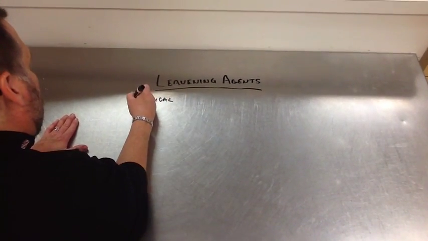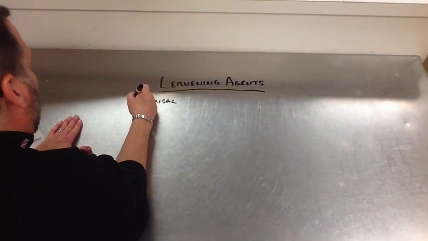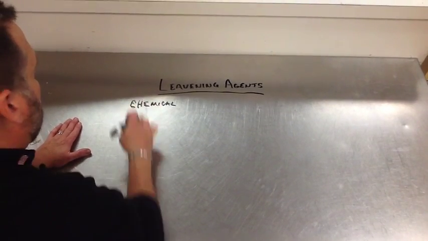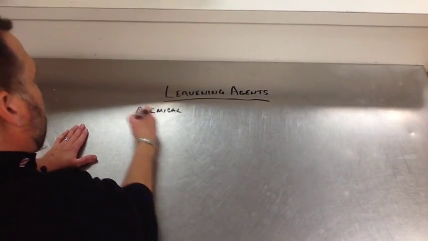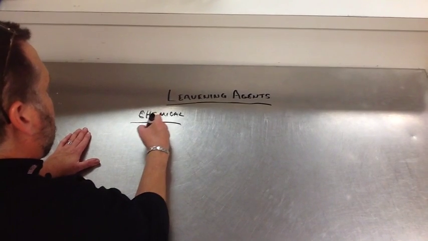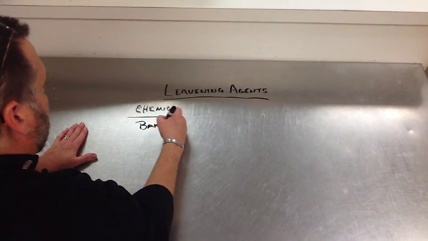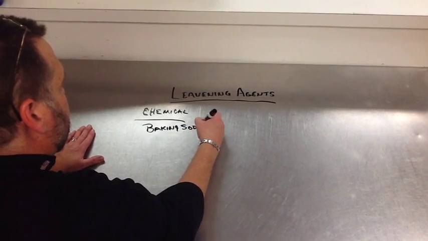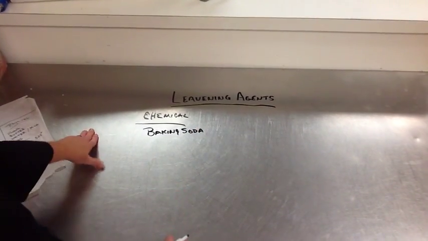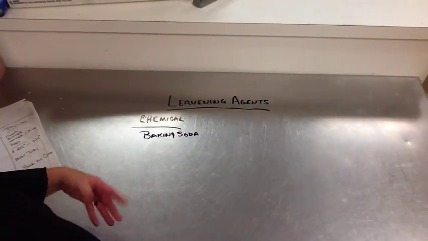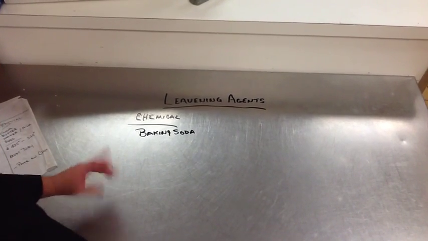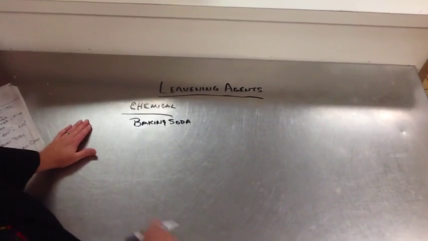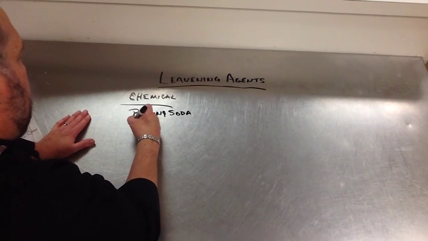A chemical leavening agent, probably the most common one that you would know of, would be baking soda. And baking soda is commonly found in the making of cookies and sometimes quick breads. The other one that falls in the chemical line is baking powder.